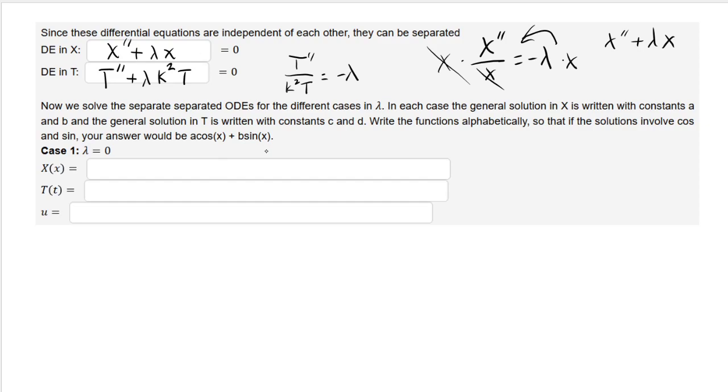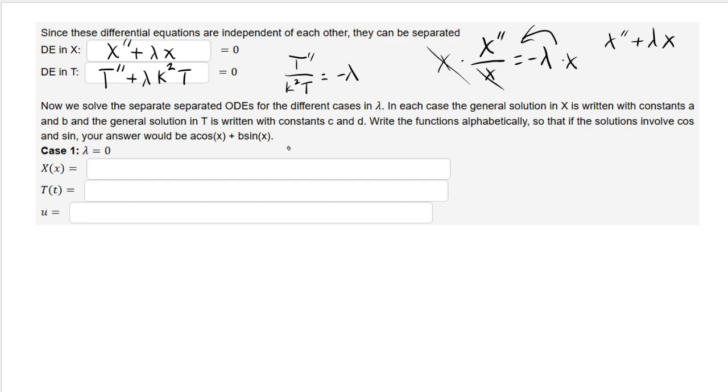Now we solve the separated ODEs for the different cases in lambda. In each case the general solution in x is written with constants a and b, and the general solution in t is written with constants c and d. Write the functions alphabetically. For this WebWork, I found it a little tricky, because if you write down your functions in the wrong place, it wouldn't accept it. I hope the author for this question took some time to accept many varieties of different answers, but they only accept one kind.